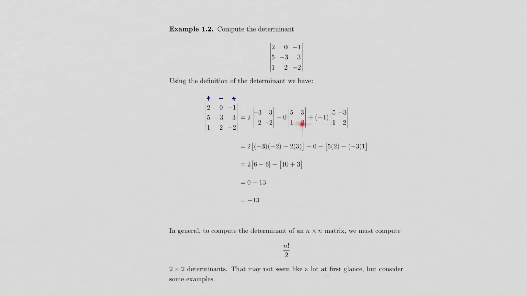The 0, I'm not going to bother doing the determinant of this 2 by 2 because I'm going to end up multiplying by 0. So I just said -0 here. Then I've got plus -1, so we'll say minus the determinant of this 2 by 2. So I multiply 5 times 2, and then subtract 1 times -3, and then just do the arithmetic and simplify, and we get -13.